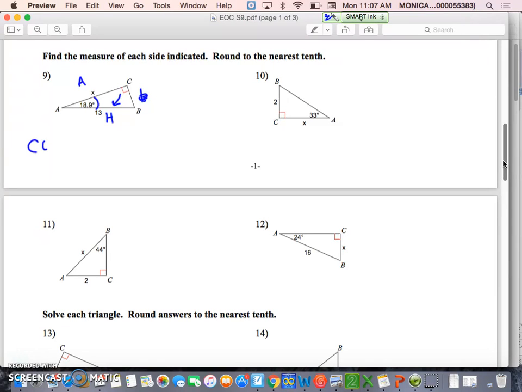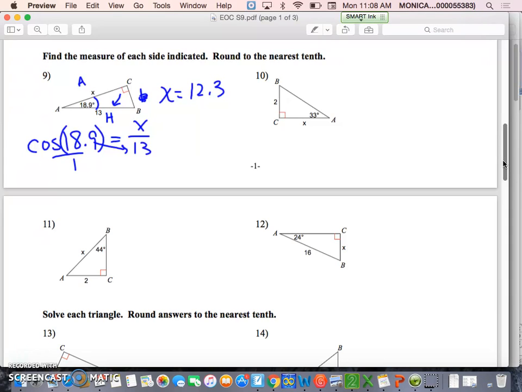So it's going to be the cosine of 18.9 equals x over 13. Put this over 1 and you can cross multiply. And so the cosine of 18.9 times 13 will equal x. So let's do cosine of 18.9 times 13. And you should get 12.3. So x equals 12.3. All right, and you would do 10 through 12 the exact same way.